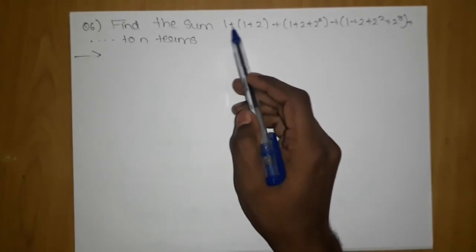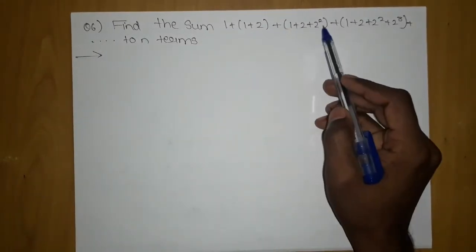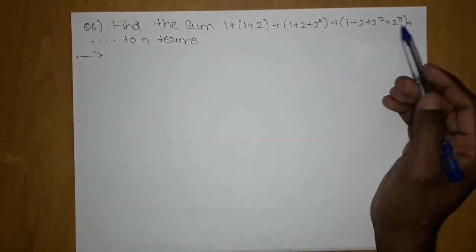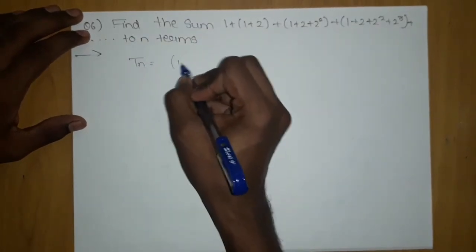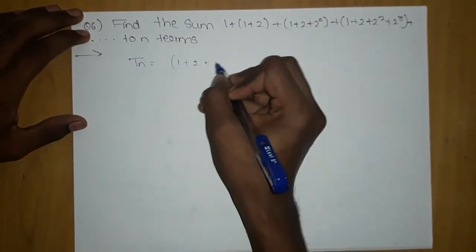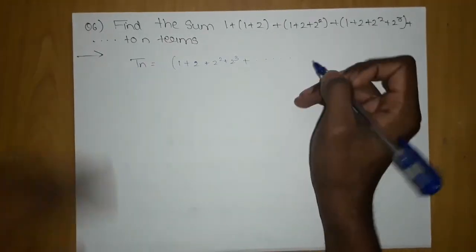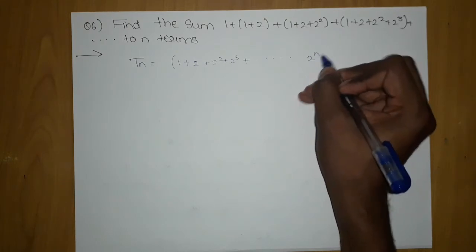Any child can tell that at first it was 1, then 1 plus 2, then in the third term it was 1 plus 2 plus 2 square, similarly, and in the last term there is 1 plus 2 square plus 2 cube. Don't you think so? Till which term? Till 2 power n.